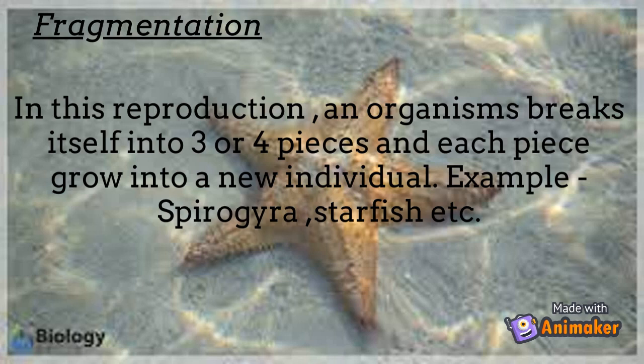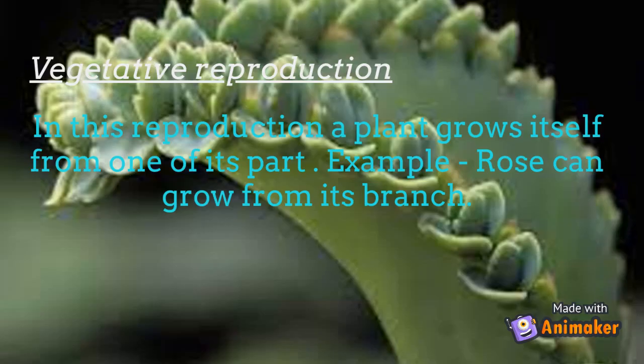Fragmentation. In this reproduction, an organism breaks itself into 3 or 4 pieces and each piece grows into a new individual. Example, Spirogyra, starfish, etc. Vegetative reproduction. In this reproduction, a plant grows itself from one of its parts. Example, a rose can grow from its branch.